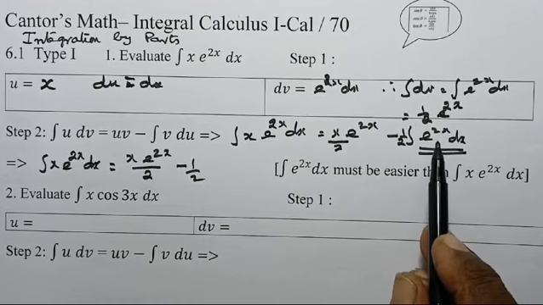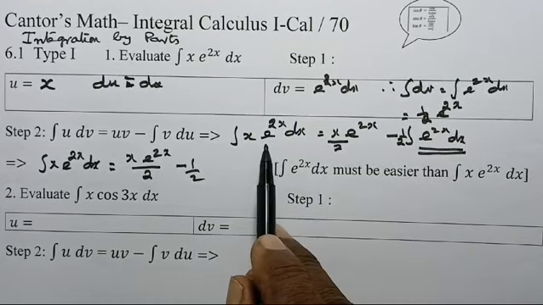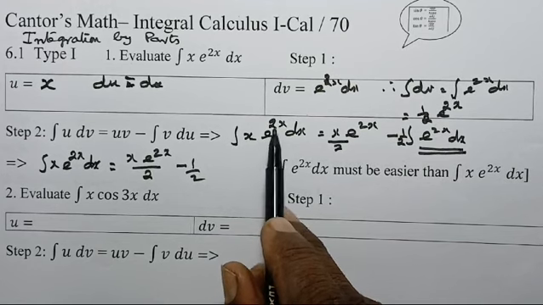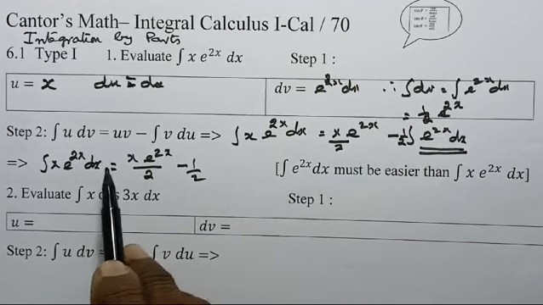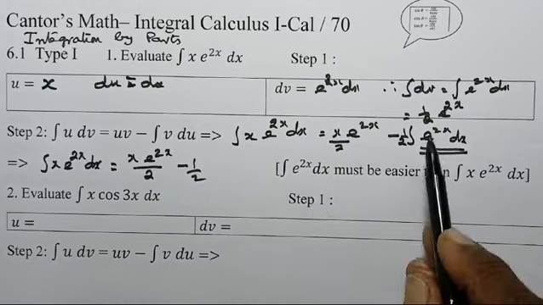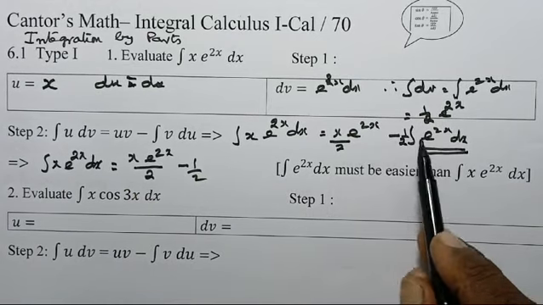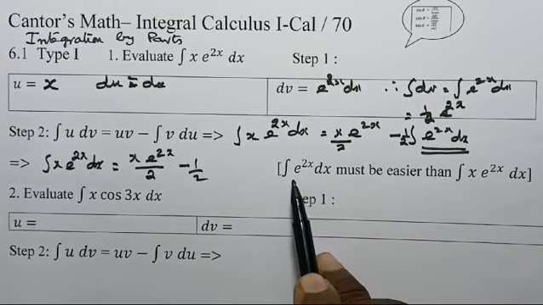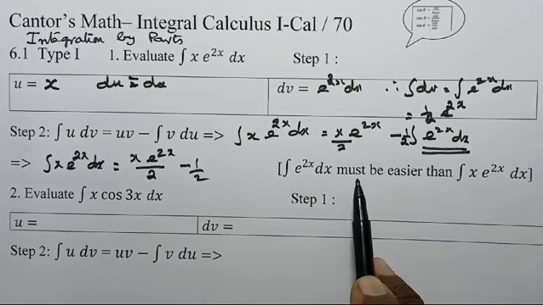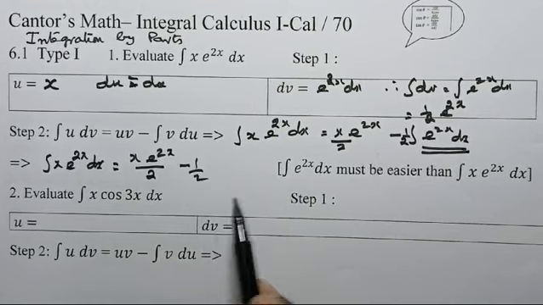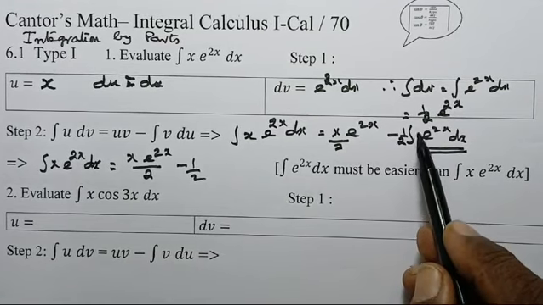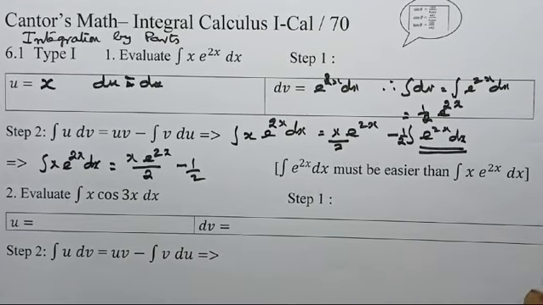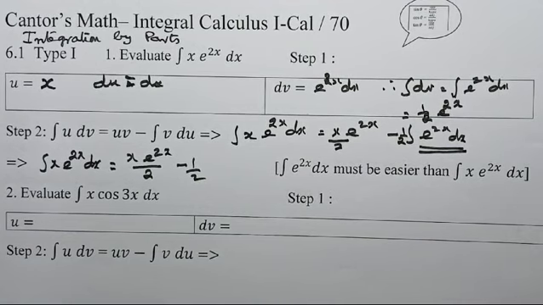This integral must be easier than the first integral. That is why we require this method, integration by parts. Here we have only e^(2x), no x or anything, therefore this is a very simple method. The integral e^(2x) dx must be easier than the given integral. Suppose we had integral x squared e^(2x) dx, then the problem is cumbersome. It will go on, there will be no end.